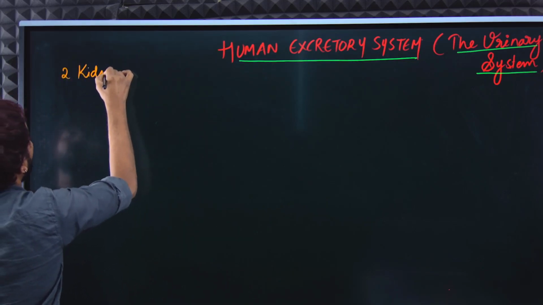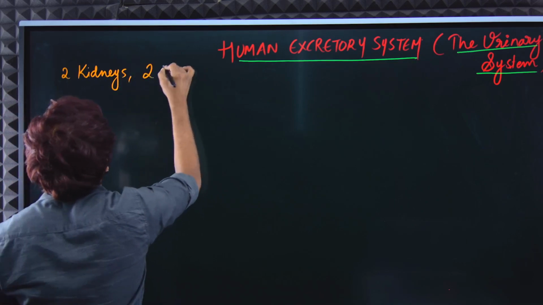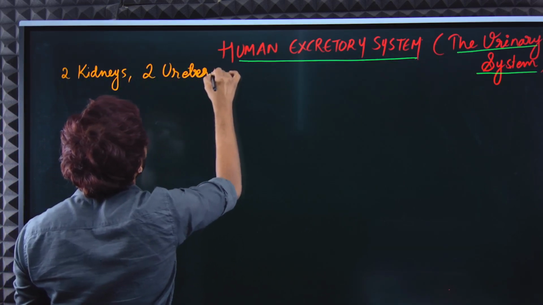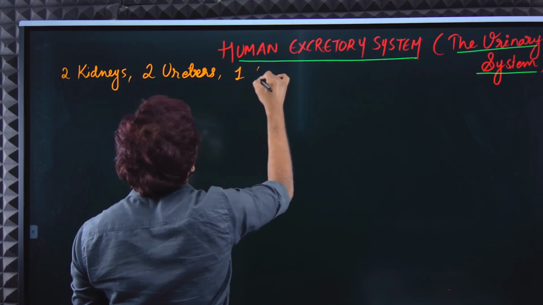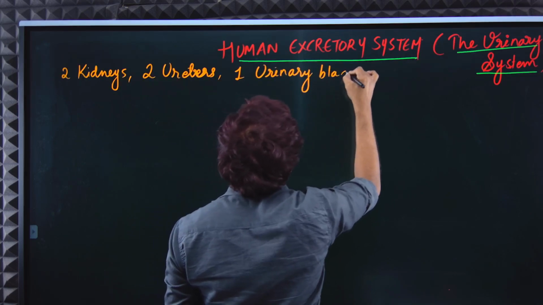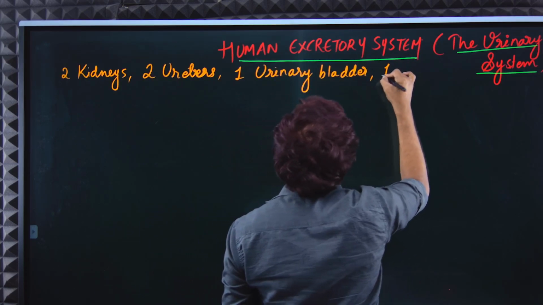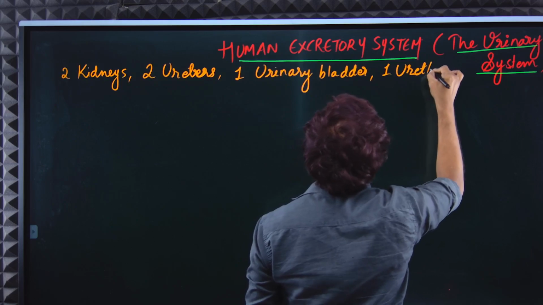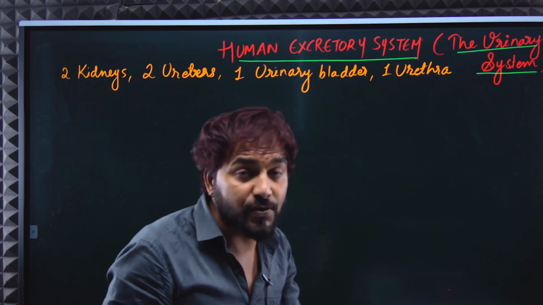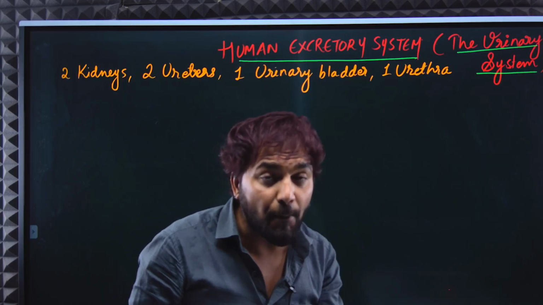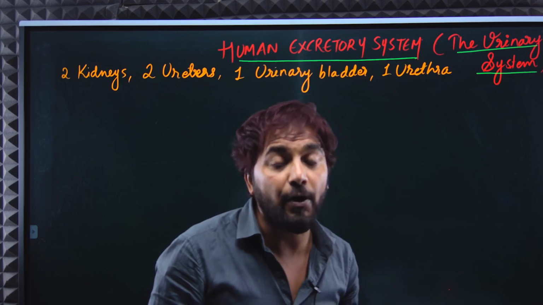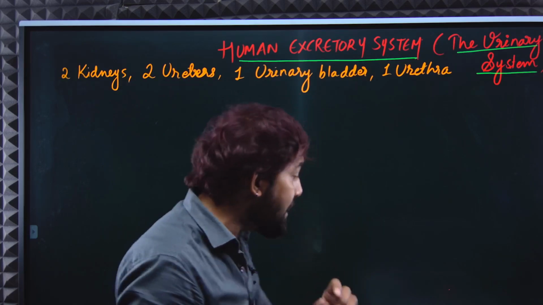We have two kidneys, we have two ureters, then we have one urinary bladder, and we have one urethra. Okay, these are the components of the human excretory system. Kidneys total 2 in number, ureters total 2 in number, urinary bladder 1 in number, and urethra 1 in number.